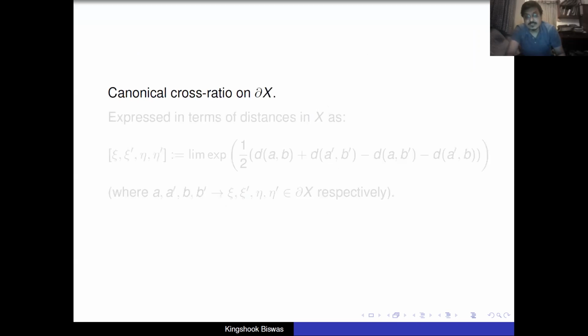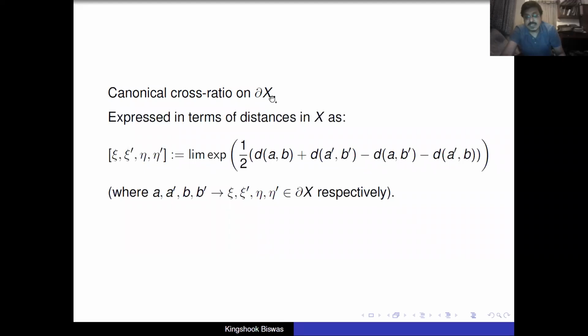So that means that there is a canonical cross ratio on the boundary of a CAT(-1) space, and you can express it in terms of distances in X as a limit of an alternating sum of distances in X. Okay.